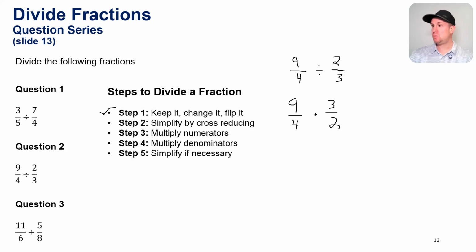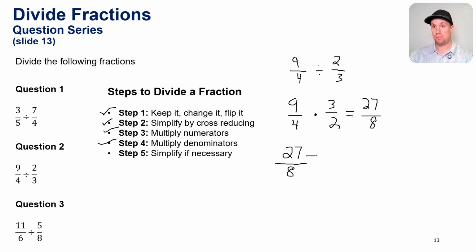Step number 2, can we simplify this one? Can we simplify by cross reducing? Well, 9 and 2, nope, not a common factor. 3 and 4, not a common factor. So for this one, we can't cross reduce like the previous one. Step 3 then, multiply our numerators. 9 times 3 is 27. Step 4, multiply our denominators. 4 times 2 is 8. I now have 27 over 8.